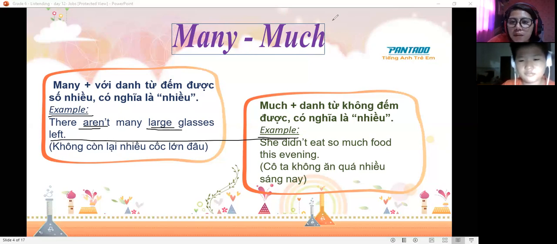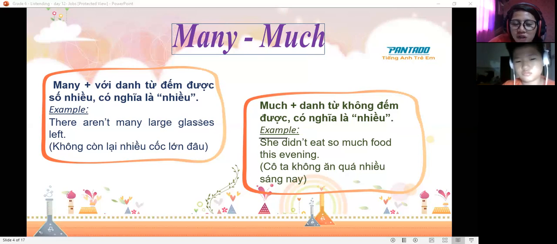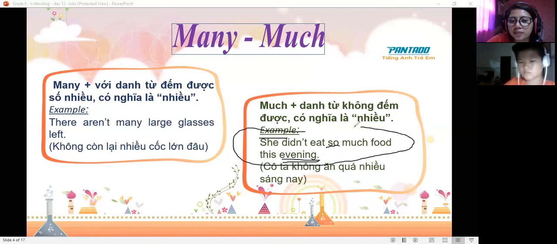Very good. How about the second example of much? She didn't eat so much food this evening. Very good. Can you pronounce so? So. Evening. Very good. Can you read again? She didn't eat so much food this evening. Very good. That's great. Okay, very good, Dang.